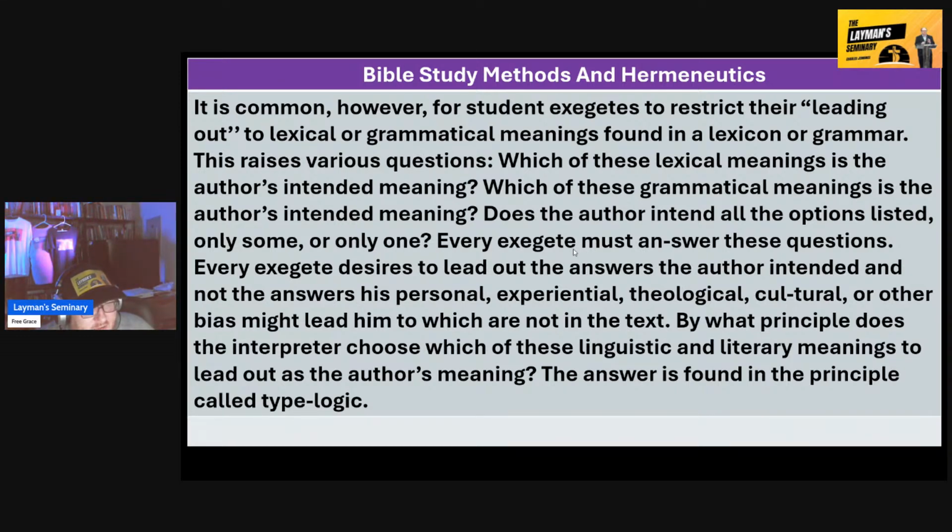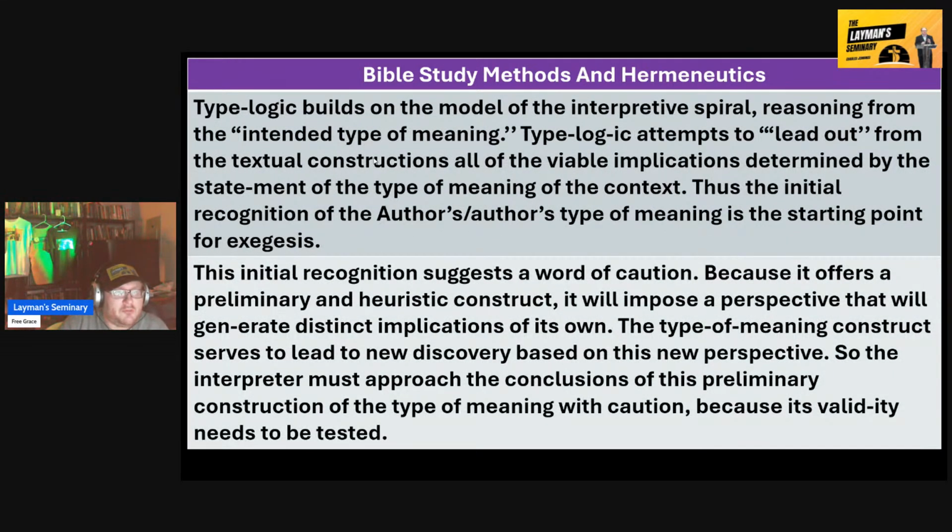Every exegete desires to lead out the answers the author intended, and not the answers his personal, experiential, theological, cultural, or other bias might lead him to, which are not in the text. But what principle does the interpreter use to choose which of these linguistic and literary meanings to lead out as the author's meaning? The answer is found in the principle called type logic. Okay, we're going to slow down right here, guys. It's going to get deeper.